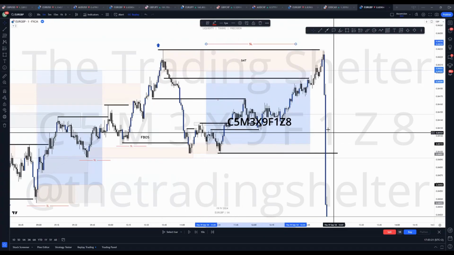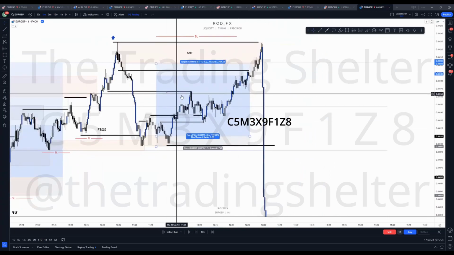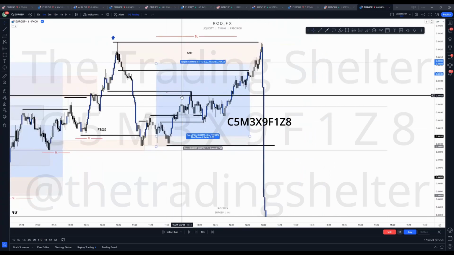Just take your partials, right? This is what I do. About 60% of my trades, maybe even more, don't hit TP. What I'm really good with is my strike rate. I'm really good at taking entries.